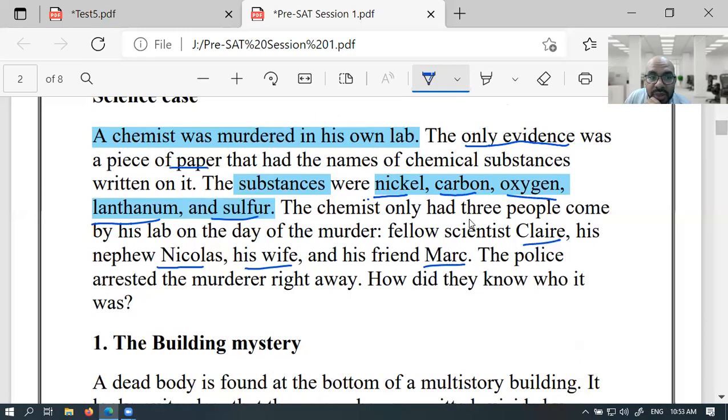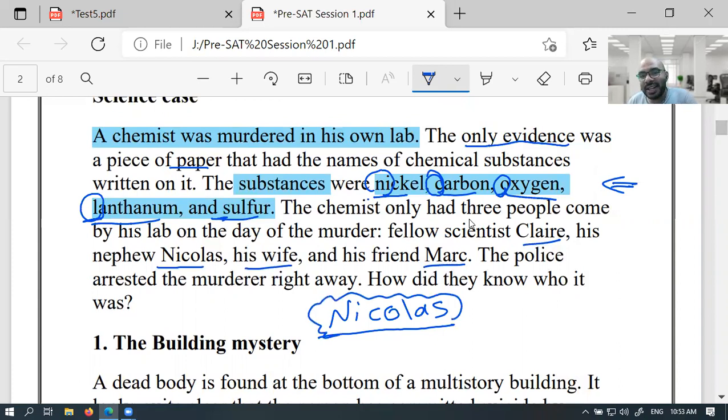See now, the NI from the first one, the C, the first letter from the second one, and the first letter of the third, and the first 2 letters, the last letter of sulfur. See, Nicholas. So I used the elements given to me to get the correct answer.